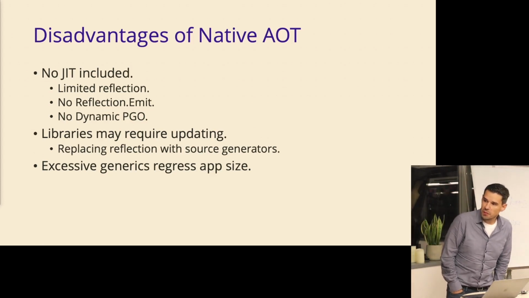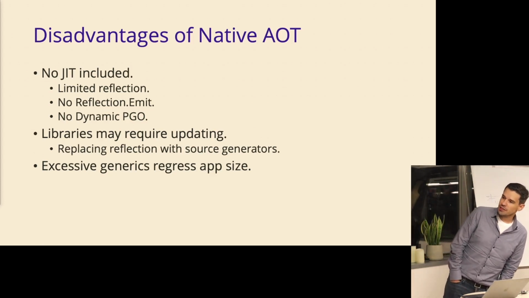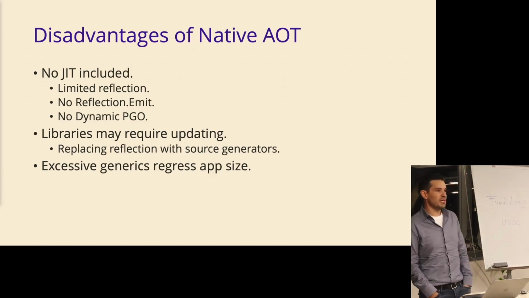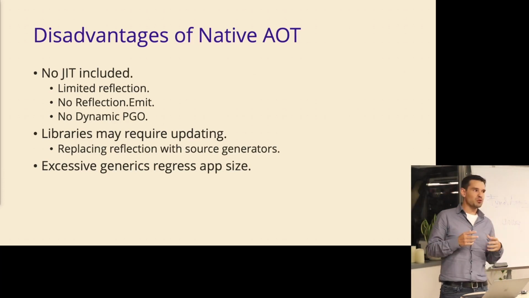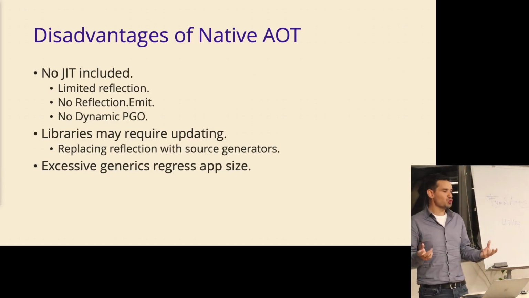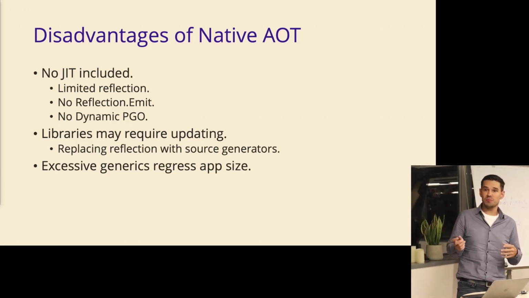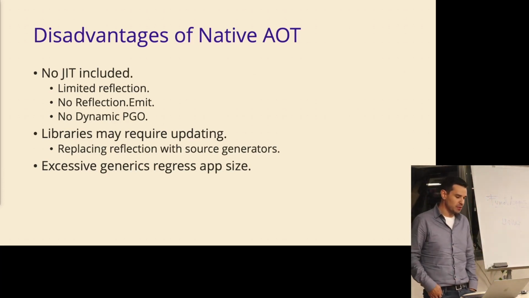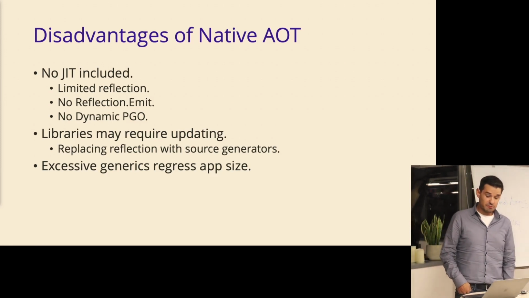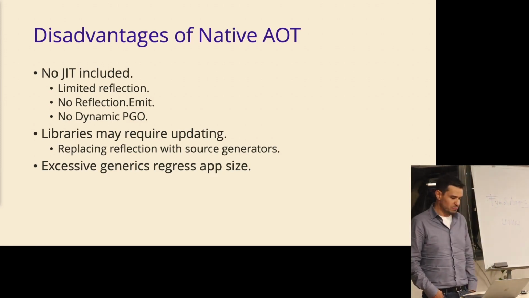The library authors will typically need to replace their reflection components with an equivalent source generator. And I guess another thing that might be worth mentioning is that if you have an application that makes particularly excessive, particularly abusive use of generics, that has the potential to regress your application size because more generics means more native code that needs to be generated ahead of time, which may or may not be needed by your application at runtime. I've been bitten by this personally, so now you know.